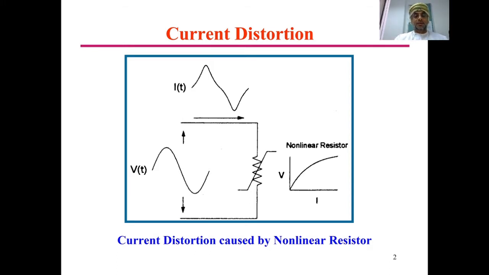If we apply a sinusoidal voltage waveform across a non-linear load such as a non-linear resistor, then since it is a non-linear resistor, that means the relationship between the voltage and the current will be non-linear. Because this resistor is not linear, it will draw such kind of current waveform, which is distorted. It is not a pure sinusoidal waveform, and that will create, of course, harmonics.